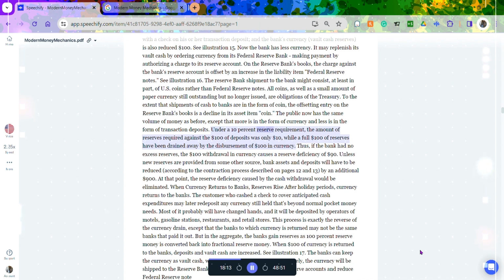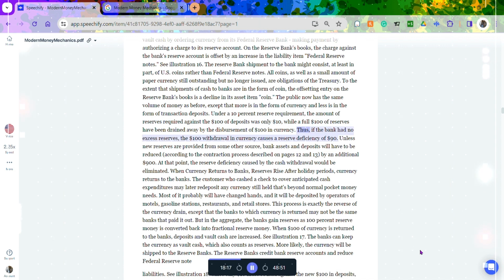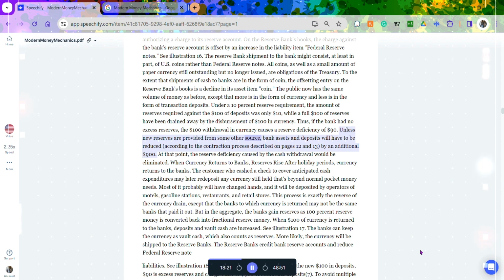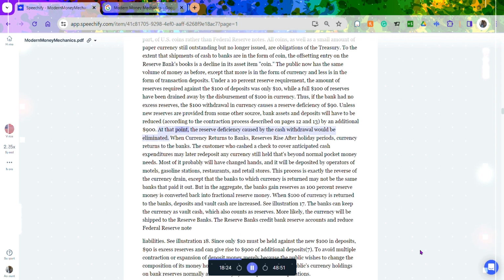Under a 10% reserve requirement, the amount of reserves required against the $100 of deposits was only $10, while a full $100 of reserves have been drained away by the disbursement of $100 in currency. Thus, if the bank had no excess reserves, the $100 withdrawal in currency causes a reserve deficiency of $90. Unless new reserves are provided from some other source, bank assets and deposits will have to be reduced, according to the contraction process described on pages 12 and 13, by an additional $900. At that point, the reserve deficiency caused by the cash withdrawal would be eliminated.